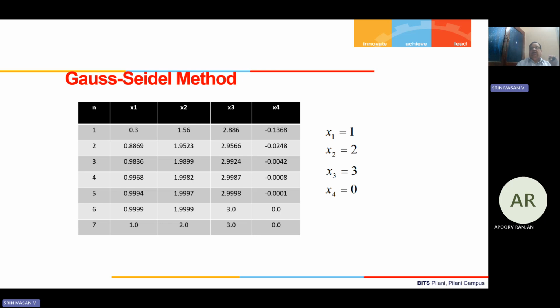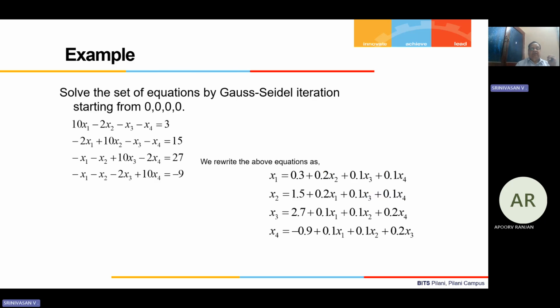Otherwise you can go on. So you can now declare that the solution is x1 equal to 1, x2 equal to 2, x3 equal to 3, x4 equal to 0, which you can always check. Just see here, 10 into 1, 2, 3, isn't it? So 10 into 1 minus 2 into 2, 10 minus 4, 6, minus 3, 6 minus 3 minus 0. So you get 3. Similarly, you can check the other three equations also.